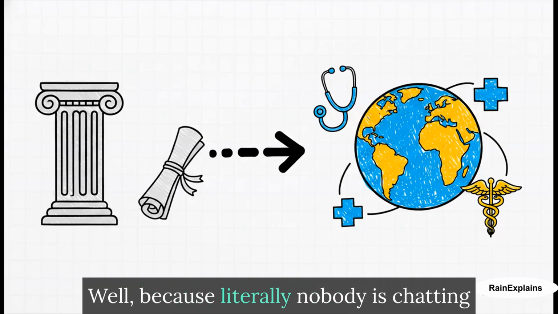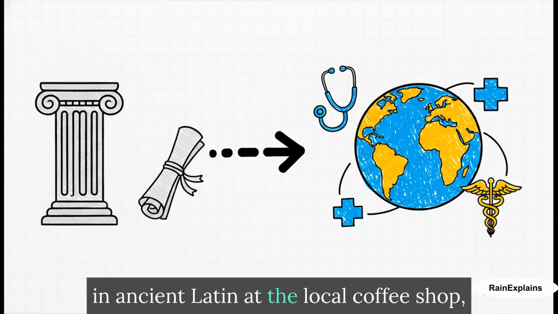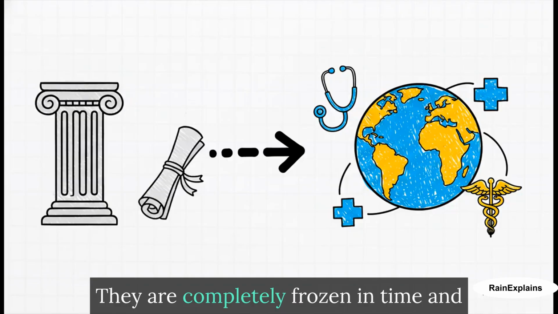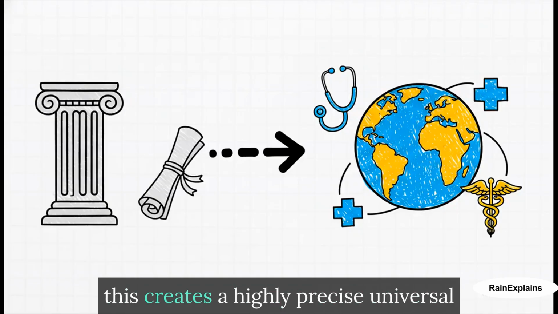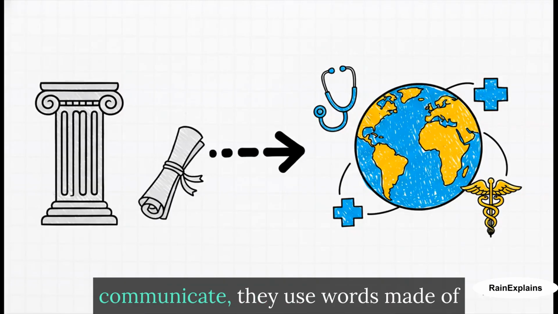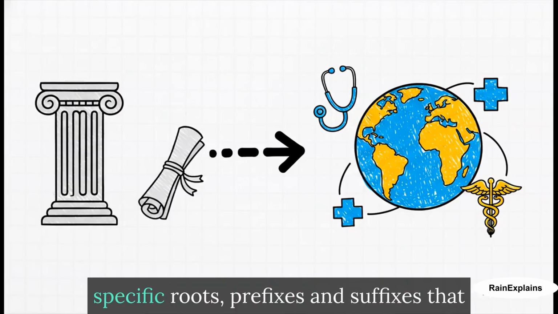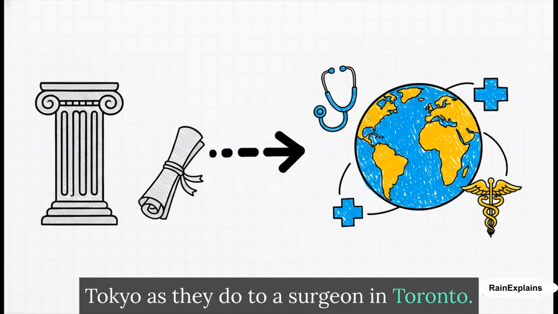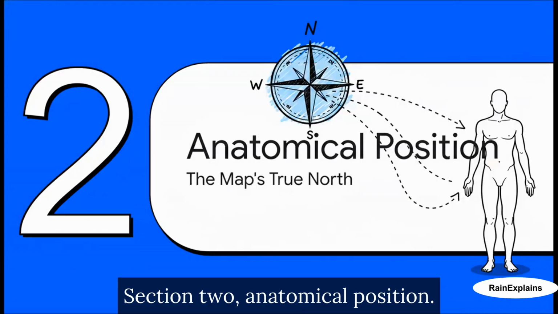Well, because literally nobody is chatting in ancient Latin at the local coffee shop, the meaning of these words never evolve. They are completely frozen in time, and this creates a highly precise universal vocabulary. When medical professionals communicate, they use words made of specific roots, prefixes, and suffixes that mean the exact same thing to a doctor in Tokyo as they do to a surgeon in Toronto. It's brilliant.